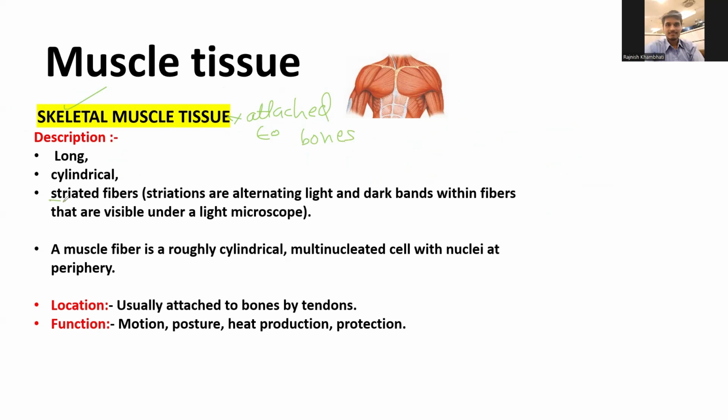And they are known as striated because they have striations on their body or in their structure. When we look under the microscope, it looks striated. Patta patta dikhega. So this is a striation.